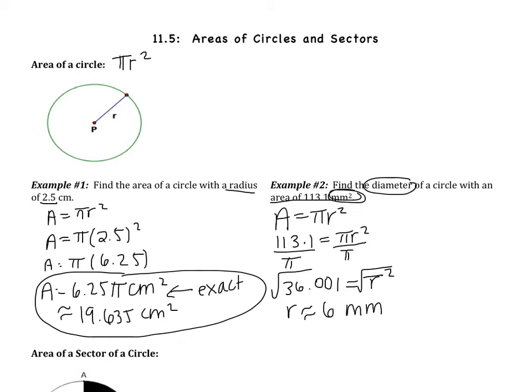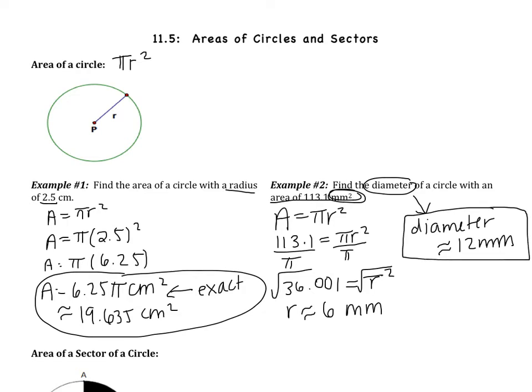Millimeters because of the problem. Now, if my radius is 6 millimeters, my diameter is going to be double that. So my diameter is about 12 millimeters. So that's nothing too new. This should be something that you've done before, probably in Algebra 1, probably in middle school. The part that's more difficult is what we're doing next, the area of a sector.